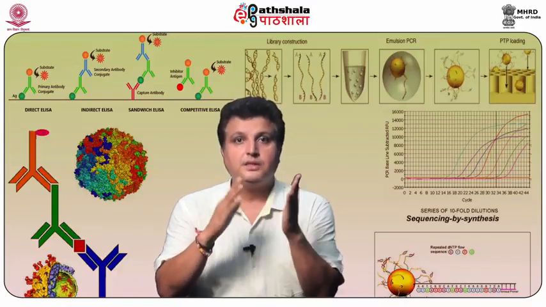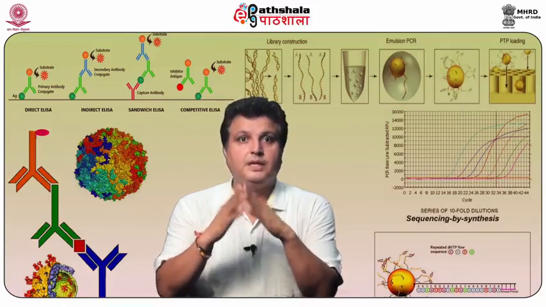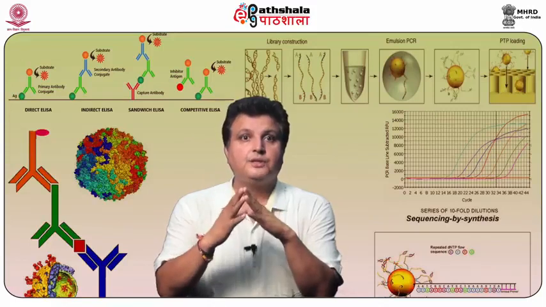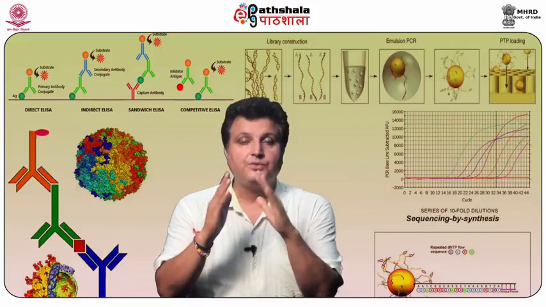RNA sequencing can also identify disease-associated single nucleotide polymorphisms, that is SNPs, allele-specific expression, and gene fusions, contributing to our understanding of disease causal variants.